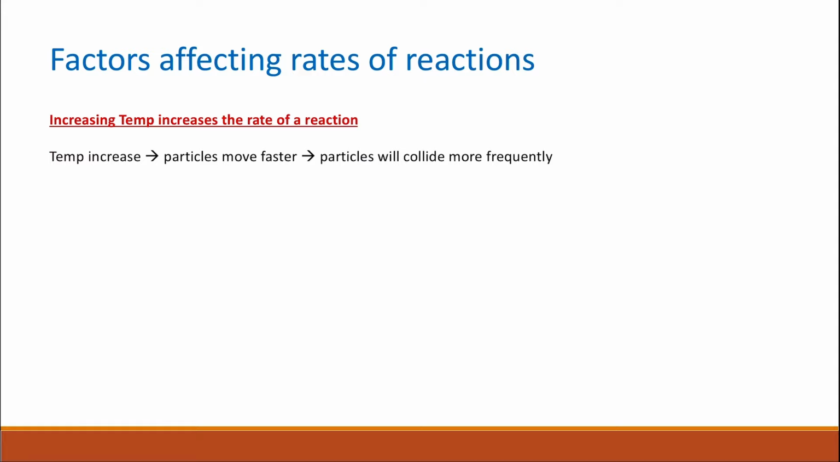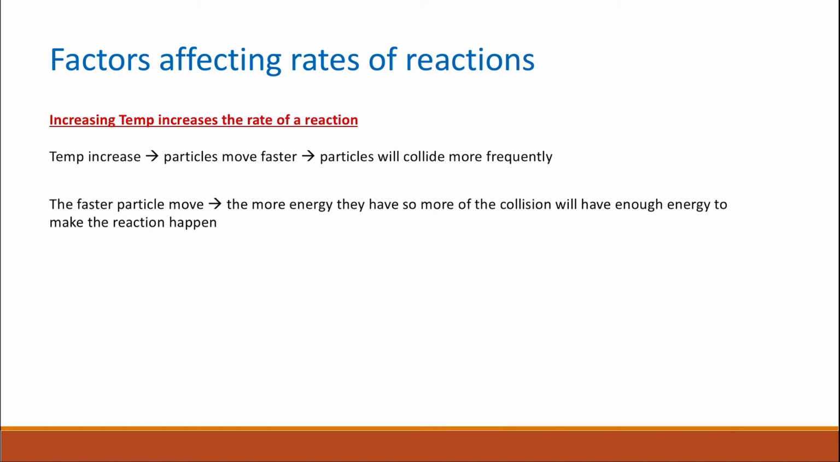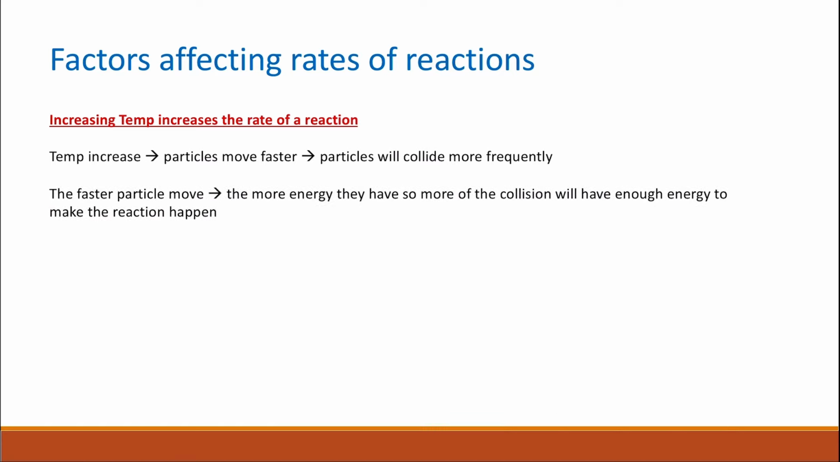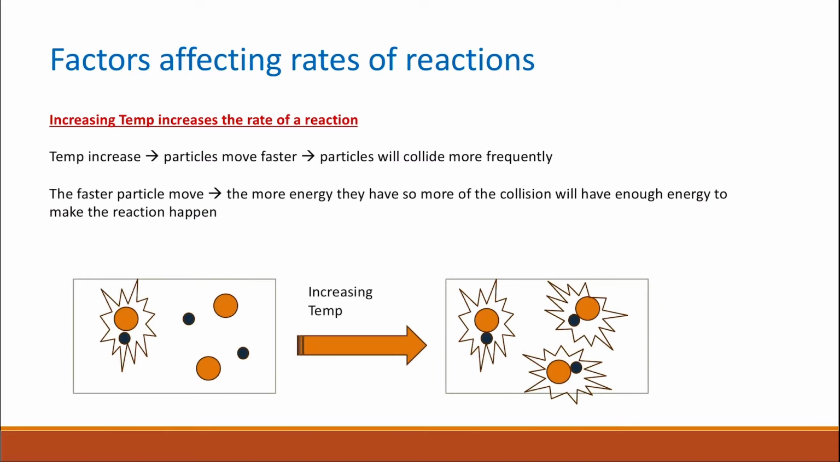The reason for that is, if temperature increases, particles will move faster and then the particles will collide with each other more frequently. So there are more frequent collisions between the particles. Also, an increase in the temperature means the particles will have more energy, and so there is also an increase in the overall energy. So increasing temperature will increase the number of effective collisions and will increase the rate of the reaction.